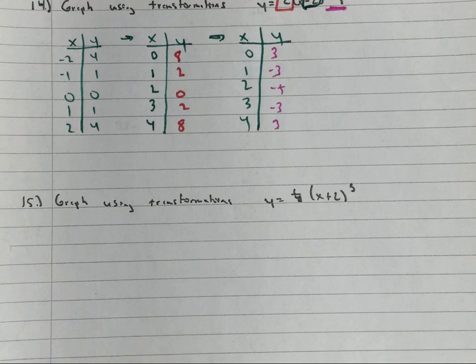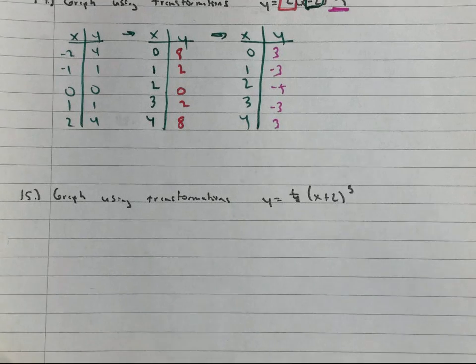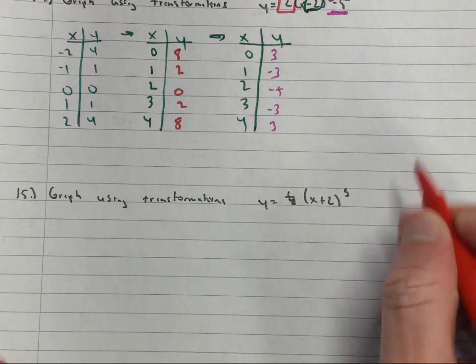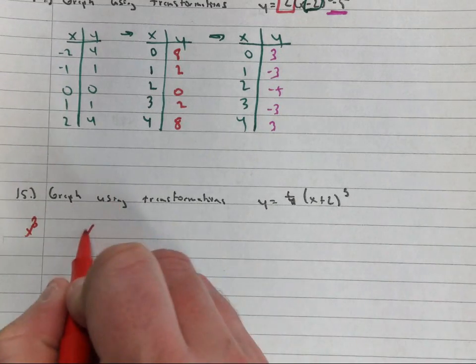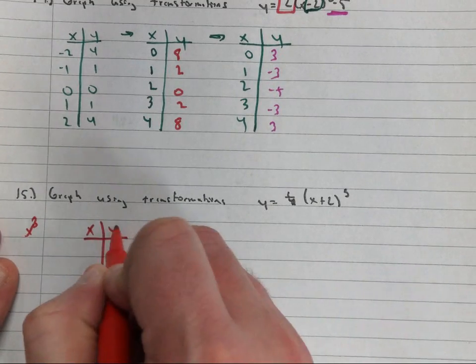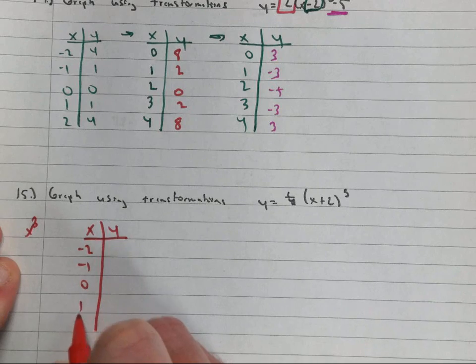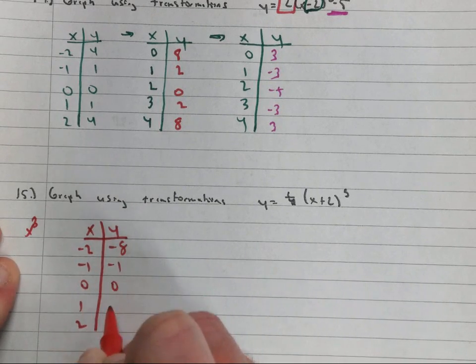Are there any questions on number 14? All right, what's your parent function on number 15? It's a cubic. So x cubed, so I'm going to make my chart. Negative 2, negative 1, 0, 1, and 2. That gives me negative 8, negative 1, 0, 1, and 8.